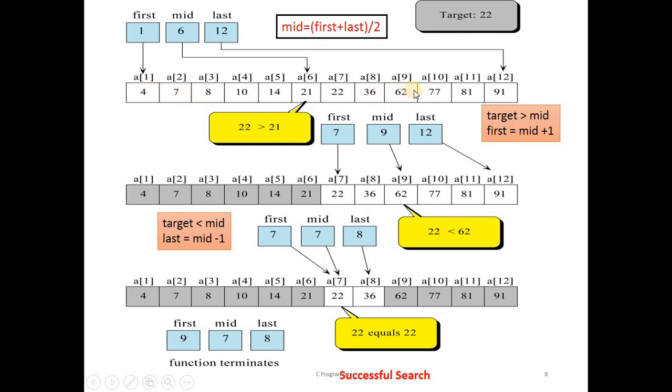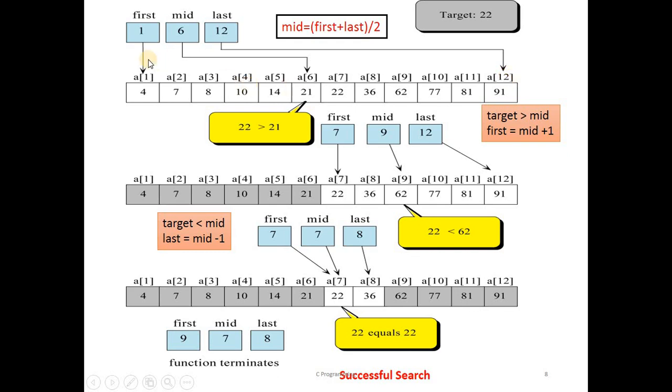If the array is not sorted, then binary search will not work. This is the mandatory condition for binary search. So here my array is already sorted in ascending order, then it is okay. Let's say the starting index is 1 and the last index is 12.